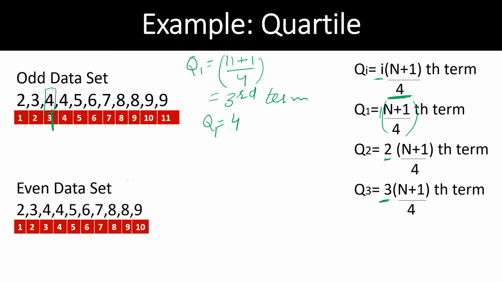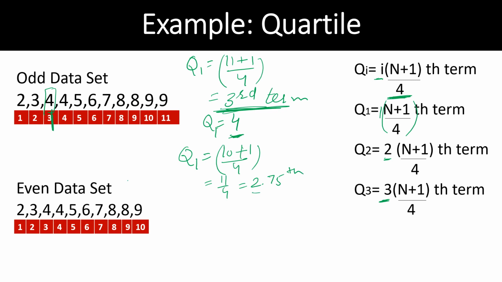But what if I do not get the integer in this case? Here I got the integer third term, that is direct third term, I calculated as 4. What if I do not get the integer? Let's say for even data set, the formula is same: Qi equals i times (n plus 1) by 4 term. But for even data set, let me calculate Q1 again. Now I have n as 10. This is even data set. 10 plus 1 divided by 4, which is 11 by 4, or you can say 2.75th term.